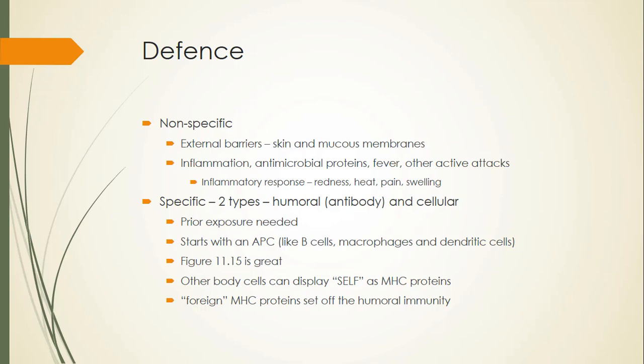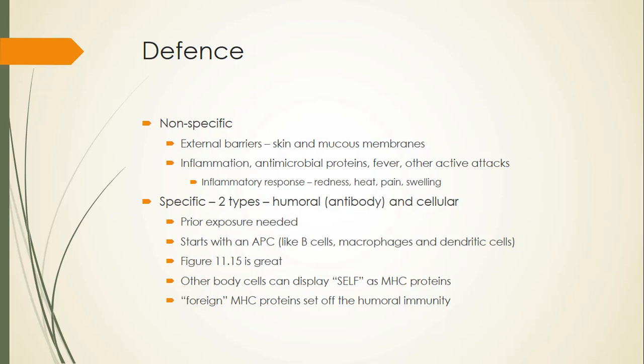Then there's specific. There's two types: humoral and cellular mediated specific immunity. And that's to some invaders that get deeper into our body, deeper than the external barriers. Usually prior exposure is needed to these pathogens. It starts with an APC, antigen-presenting cell. Antigen-presenting cells can be B cells, they can be macrophages, they can be dendritic cells, they can be any cell in the human body. So an APC, antigens can be presented on many different types of cell.